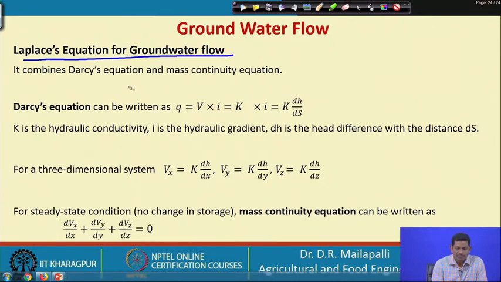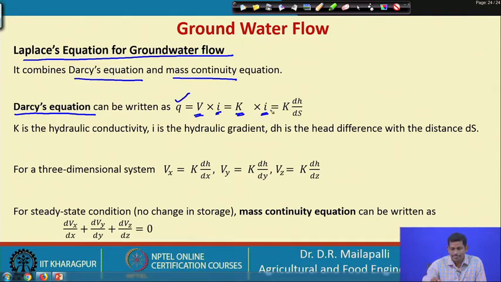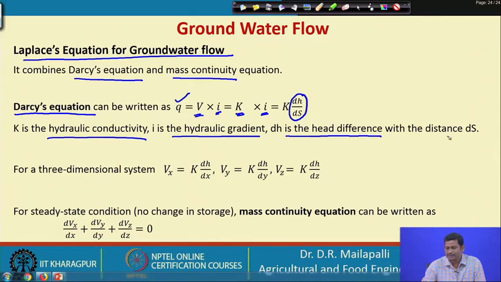This is a combination of both Darcy's equation and the mass continuity equation. Darcy's equation is written as Q equal to velocity V into I, where I is the hydraulic gradient, so V equals K into I, that is, K into dH by dS. K is the hydraulic conductivity, I is the hydraulic gradient, and dH is the head difference over the distance dS.